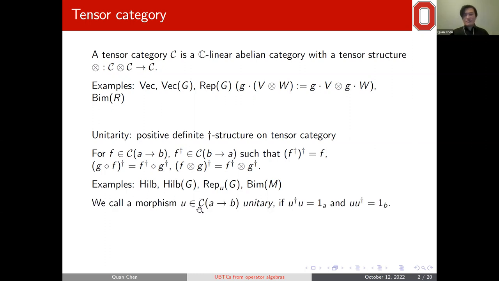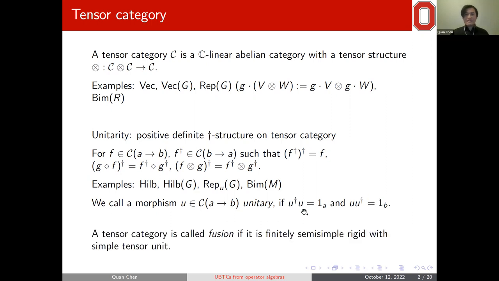And we call a morphism unitary if u dagger u equals the identity on A and u u dagger equals the identity on B. If you only have one of these conditions, then we call it an isometry, or a co-isometry. Again, if you are in the Hilbert space, then it is literally a unitary matrix. So u star u equals the identity on A, and u u star equals the identity on B.